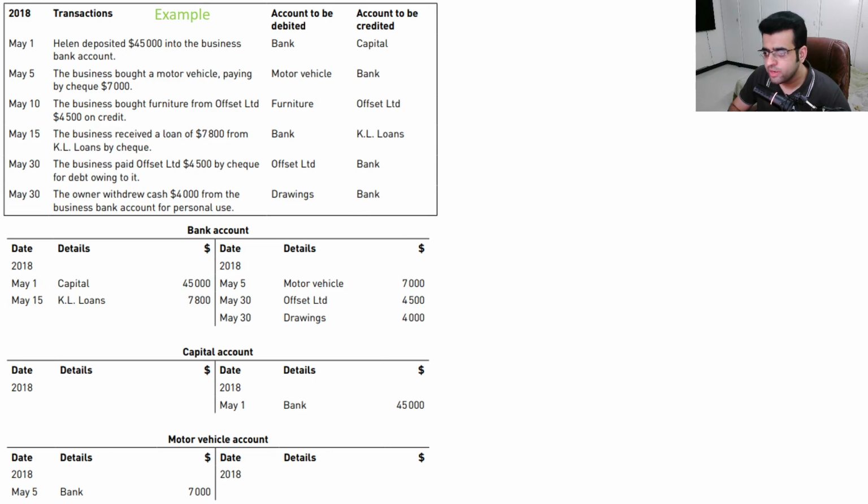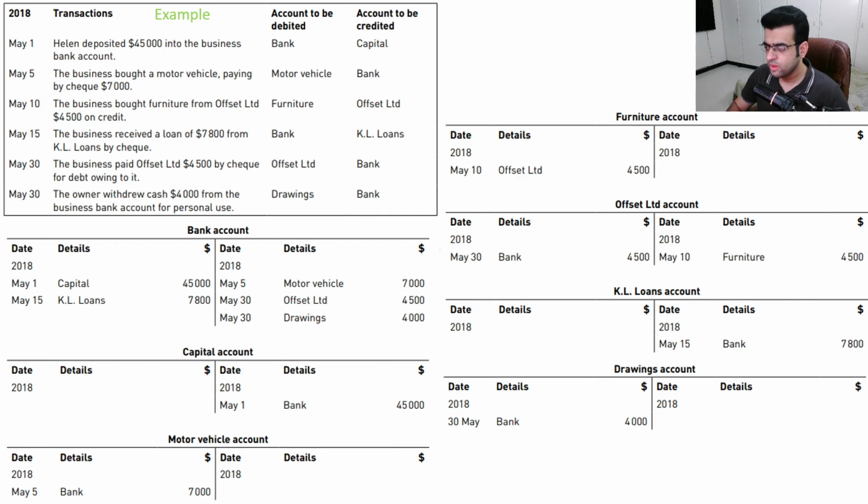So we need to make two accounts now, furniture and Offset Limited. Furniture will be debited by 4,500 and we will write Offset Limited there, and Offset Limited account will be credited by 4,500 and we will write furniture there. So this is exactly what is happening here. Now just take a look at this. Furniture account has been debited by 4,500 and Offset Limited, which is a liability, is being credited by 4,500.